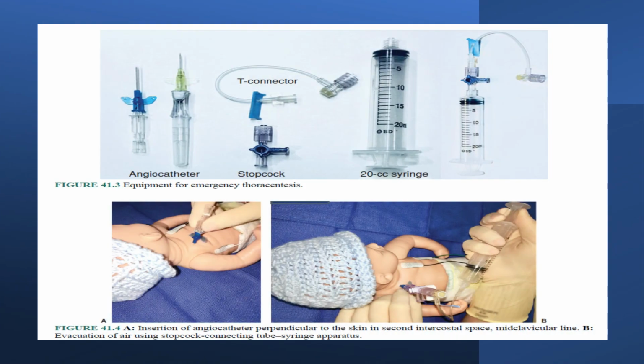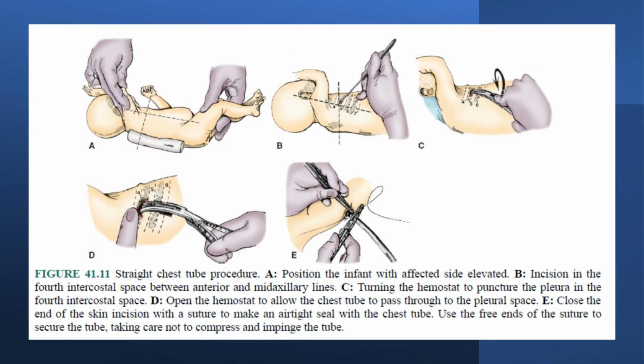This image illustrates the equipment used for emergency thoracentesis, including the angiocatheter, stopcock, and syringe. It also demonstrates the needle insertion technique and the subsequent air evacuation. This figure outlines the procedure for straight chest tube insertion.